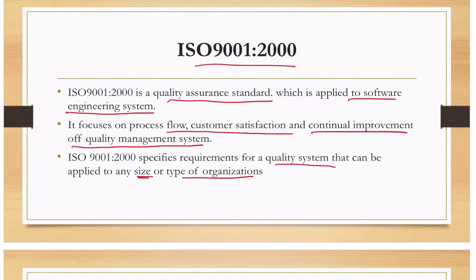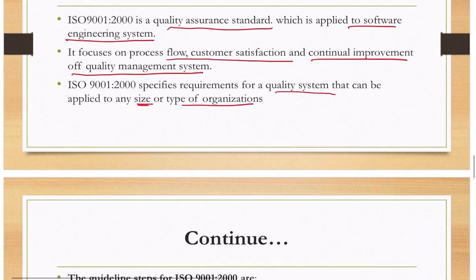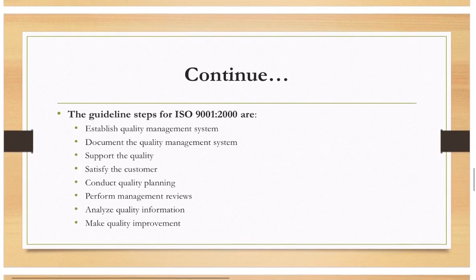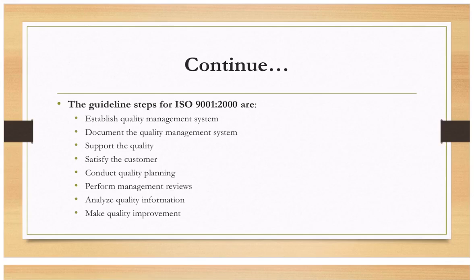Means any organization can use that ISO, right? Now, the guideline steps for ISO 9001 to 2000 are: first, establish the quality management system, document the quality management system, support the quality, satisfy the customer, conduct quality planning, perform management reviews, analyze quality information, make quality improvement.